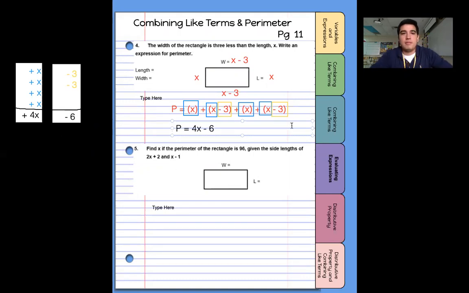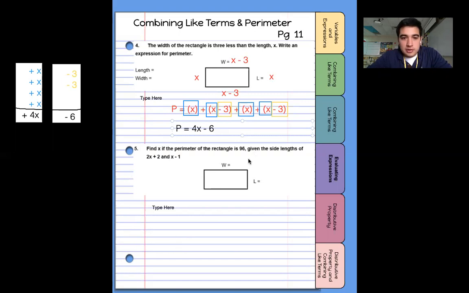Okay. Y'all see that? So my width was x minus 3. My length was x. We put it all together, added up all our like terms, and then boom, we got our perimeter. Okay. Now let's go to example 5. So we're going to do this the exact same way. It's going to get kind of repetitive, but that's okay.